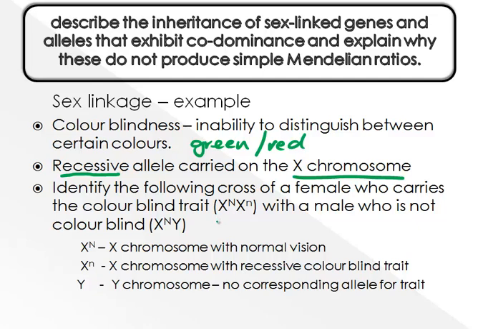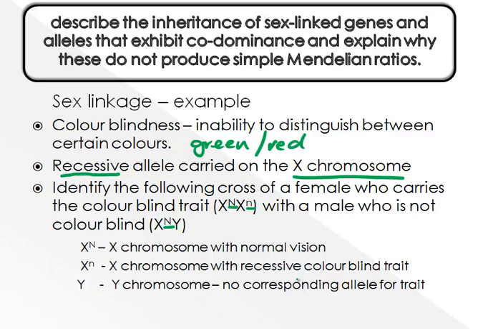The question says, identify the following cross of a female who carries the colorblind trait. Because it's recessive, the capital N refers to normal vision and the little n refers to carrying the colorblind trait, with a male who is not colorblind. If they're not colorblind, they have one X that shows us they are normal vision, and the Y doesn't have a corresponding allele for that trait.